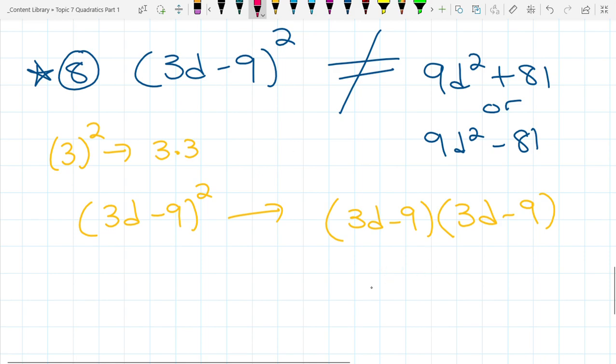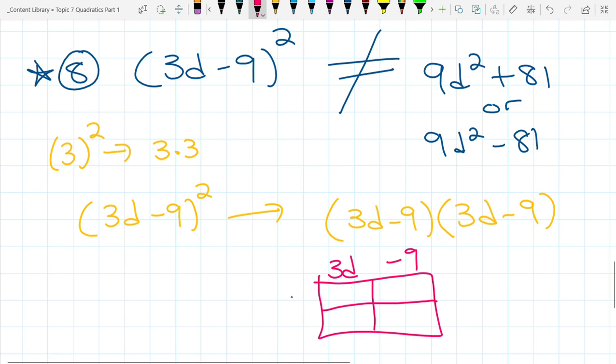We've got to go back and use the box method. So the box is the same on the sides and the top. You have a 3d minus 9 and a 3d minus 9. So 3d times 3d is 9d squared. 3d times negative 9 is negative 27d. Negative 9 times 3d is negative 27d. Negative 9 times negative 9 is 81.